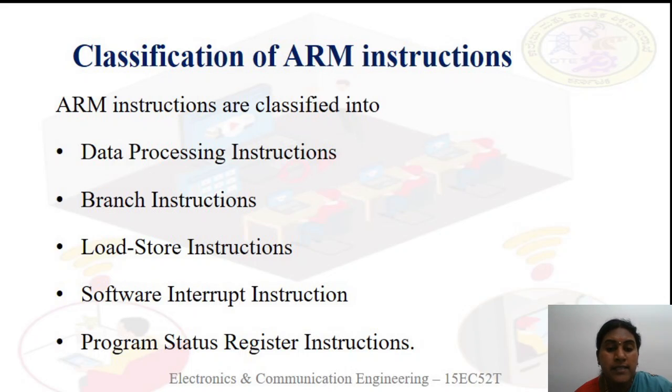Then program status register instruction. You know, in our ARM we will be having a program status register that will contain a flag register. This program status register is mainly classified into two types: the current program status register, that is CPSR, and secondly, the saved program status register, SPSR.